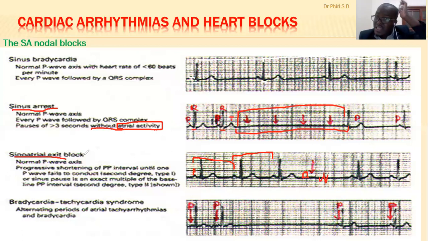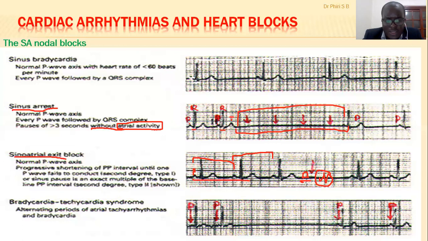So it means that some of the action potentials are being allowed to move, but at some point when it becomes severe, it's not going to allow propagation of an action potential. So you're going to have a drop in the beat, then you're going to have a missing QRS complex. So this is sinoatrial exit block. Then sometimes you can have bradycardia-tachycardia syndrome. Bradycardia-tachycardia syndrome is whereby you have an increase in the heart rate followed by missing heartbeats. Then you also have bradycardia within the same patient.